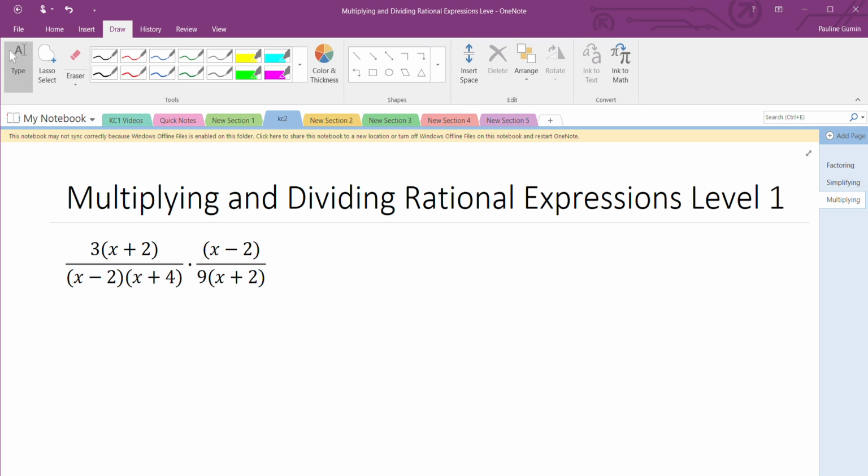Hello, hello! Today we're going to be going over multiplying and dividing rational expressions. And this is level 1, meaning the more basic of it. So I'll make a few more videos with these problems getting a little harder.